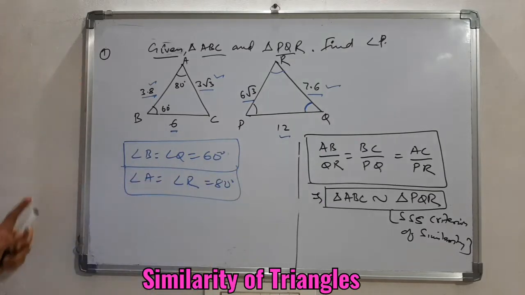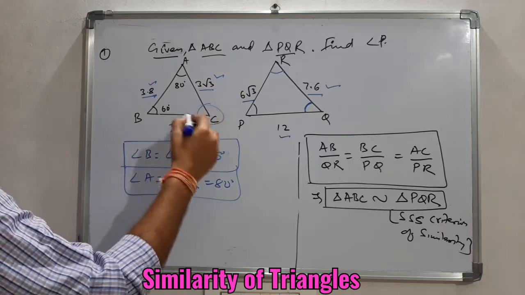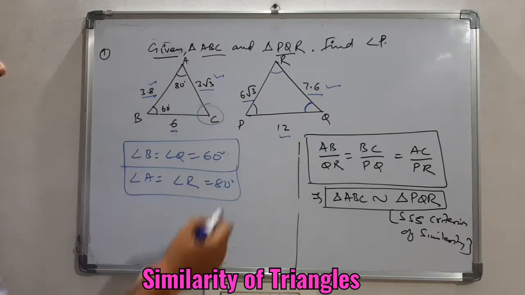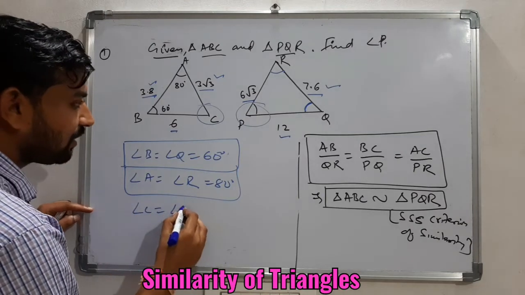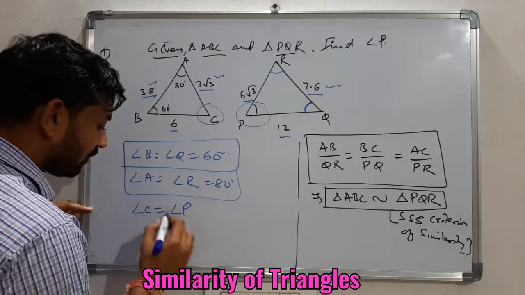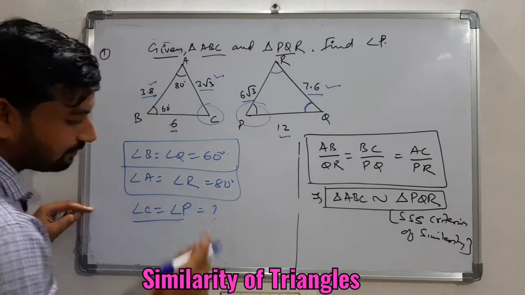Now finally, which angle is remaining? Angle C, and which is equal to angle P. So angle C will be the corresponding part of angle P. Now the question is how much?